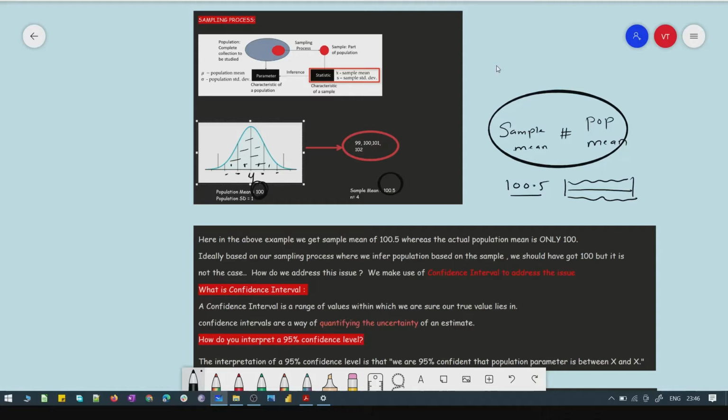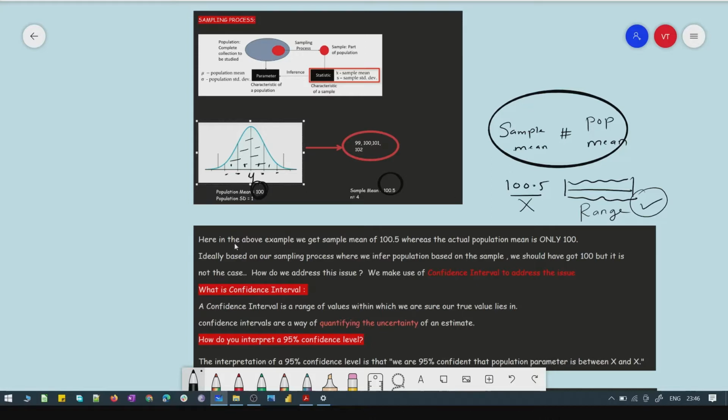So basically, I have given you the definition over here. A confidence interval is a range of values within which we are sure our true value, the population parameter, lies. If you're trying to estimate something which you're not certain about, don't give a point estimate. A point estimate should not be given if there is a lot of uncertainty in the data, right? It's always good if you go for the range estimate. So that's what confidence interval is.